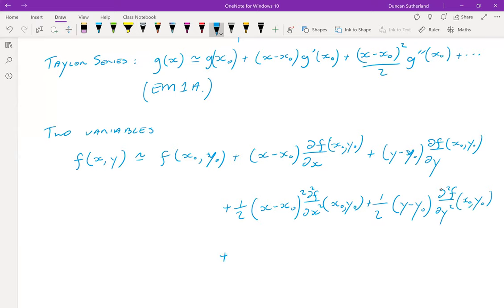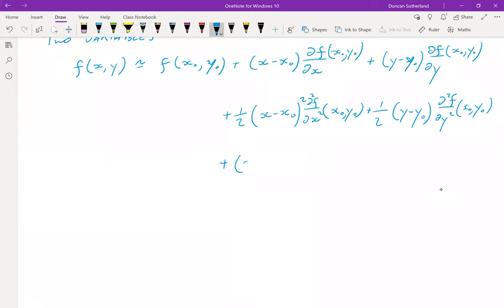However, unlike the earlier case, we also have to take care of the mixed derivatives. In this case, the mixed derivative term becomes, there's strictly a half here, but remember there's two of these.